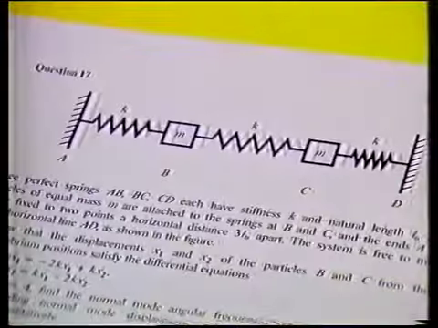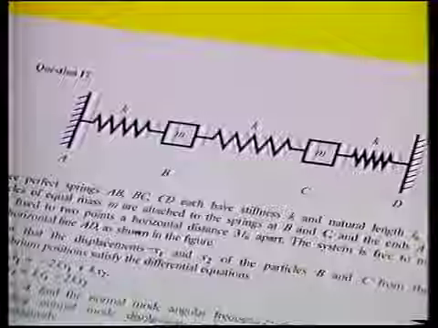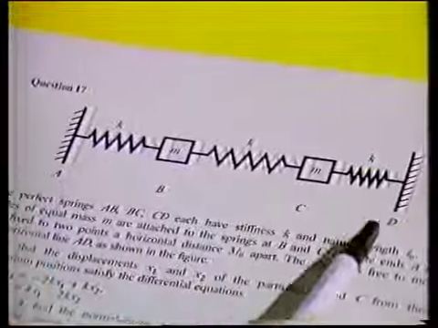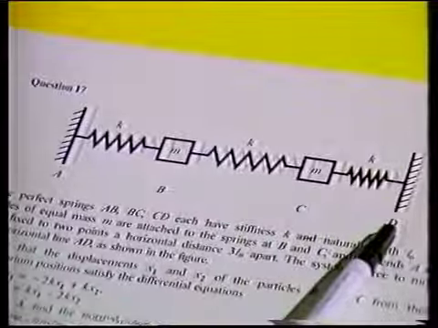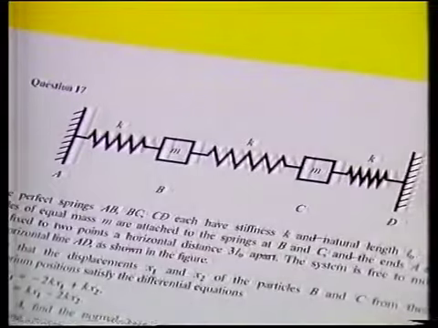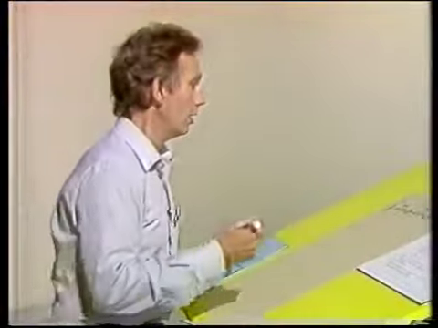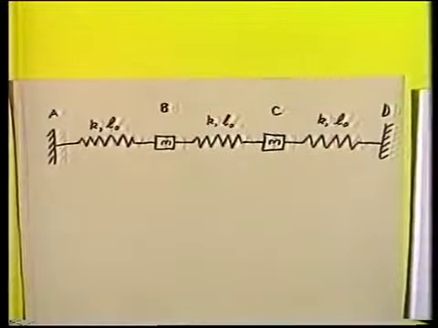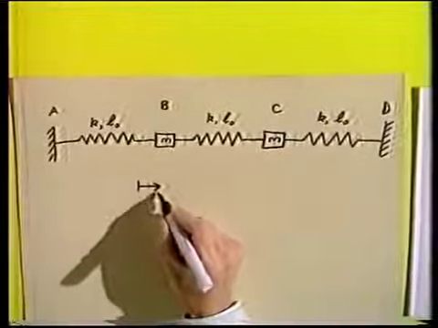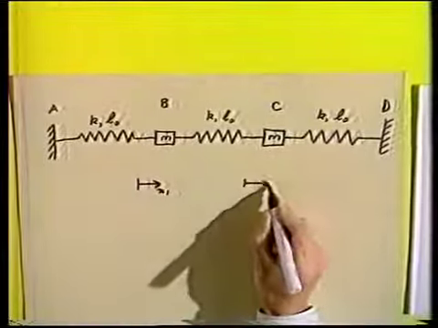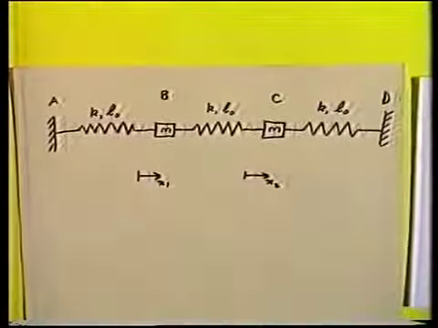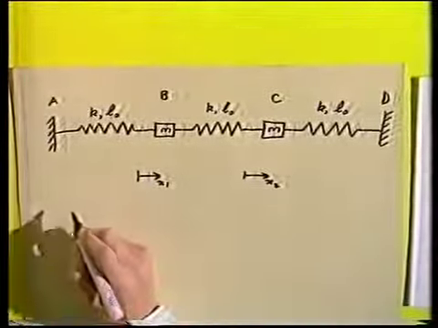The system here has 2 particles and 3 springs. The 3 springs each have natural length L0, and the total distance from A to D is 3L0. So in equilibrium, each of the 3 springs will have its natural length. Well, I've got the diagram here. Let's mark on the displacements of the 2 particles. They're x1 and x2 to the right. Now the first thing we need are the extensions of the 3 springs.